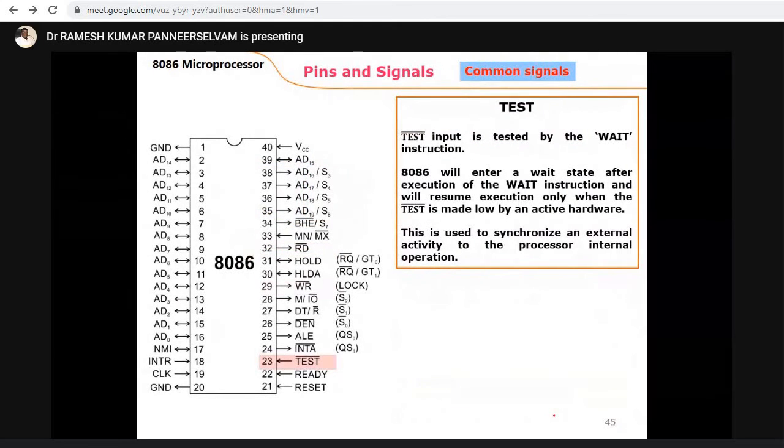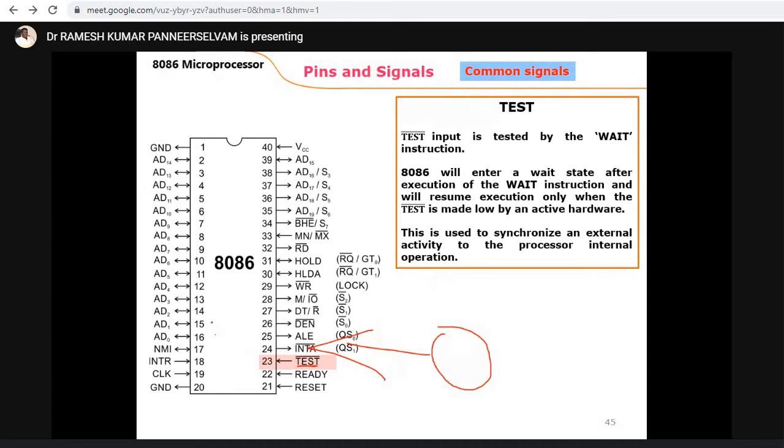The next one is the test signal. Test is a pin that is an input signal. You can see the arrow mark going into the processor. It means that any peripheral communicating with your processor can use this test signal to know the status of your processor. This test input is used with the wait instruction. Whenever the 8086 execution goes to the wait state, to resume normal execution, this test signal, which is hardware active low, is used to synchronize the external activity to the processor's internal activity.